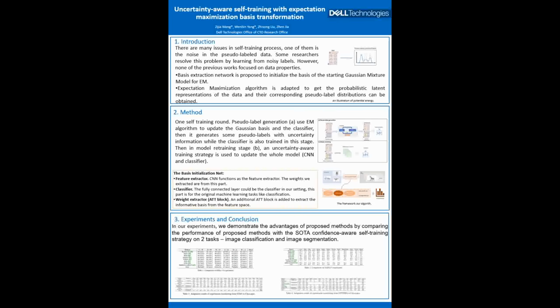None of the previous self-training works focused on the data properties, so we propose a 2-stage pseudo-label generation algorithm to capture the uncertainty information during the pseudo-label generation process. Firstly, the basis initialization net is proposed to initialize the basis of the EM algorithm. Then the EM algorithm is used to generate the uncertainty-aware pseudo-labels. Finally, they are used to retrain the model in an uncertainty-aware way. In the experiment, we show our advantages in image classification and image segmentation tasks.